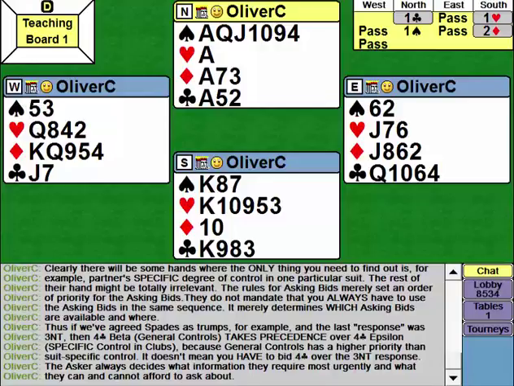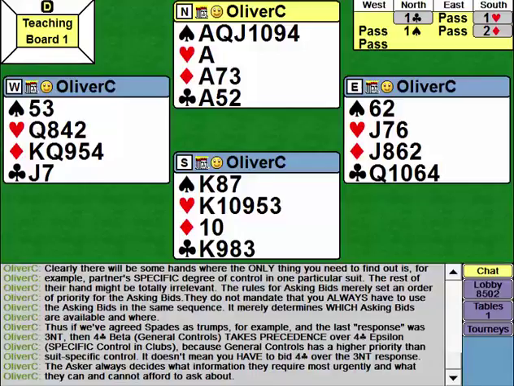But if we had already established exactly how many controls partner had in their hand, then beta has gone out the window, and now four clubs would be epsilon. But because four clubs beta takes precedence over four clubs epsilon, doesn't mean to say you have to bid four clubs over the three no trump response. It simply determines which asking bid four clubs is. Okay? Hopefully that's made that point fairly clear.